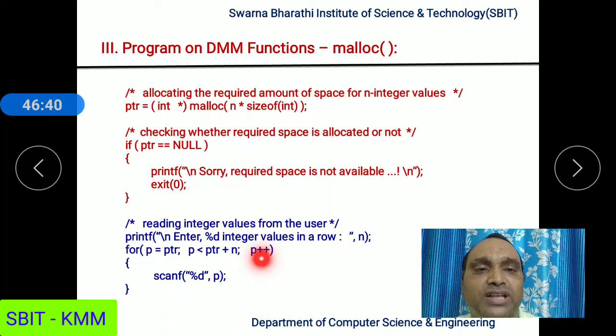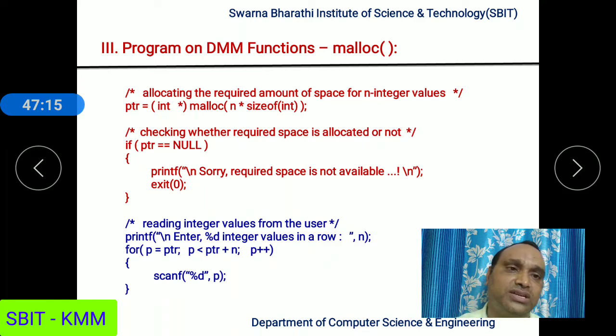At present p value is 1004. You are incrementing by 1, so it becomes 1006. 1006 is less than 1010, so it reads the next value and stores it. It becomes 1008. 1008 is less than 1010. It reads the last, fifth value and stores it at the 1008 and 1009 locations. p plus plus, now it becomes 1010. 1010 is not less than 1010, so it will stop. All 5 values are read and stored in different locations: 1000, 1002, 1004, 1006, 1008.